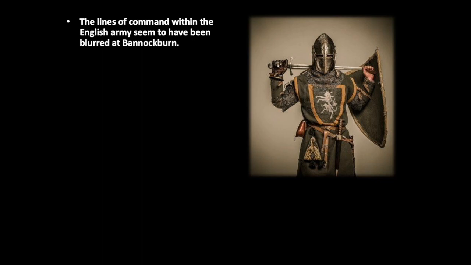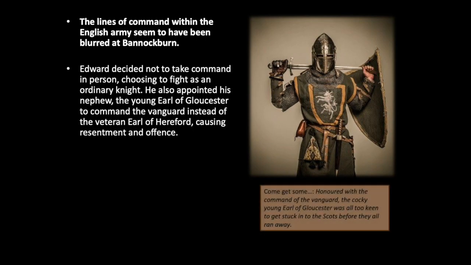The lines of command within the English army seem to have been blurred at Bannockburn, and this is one of the problems that plagued them throughout the battle. Edward II decided not to take command in person, which is a bizarre choice for a king on the battlefield. He chose instead to fight as an ordinary knight. He also appointed his nephew, the young Earl of Gloucester, to command the vanguard instead of the Constable of England, the veteran Earl of Hereford, causing resentment and offence.